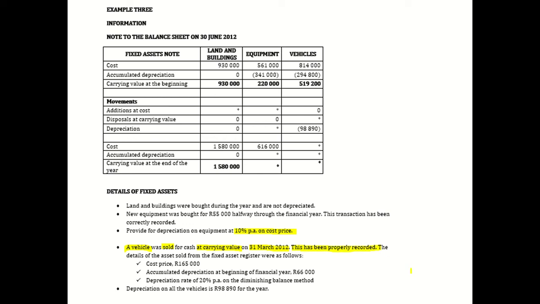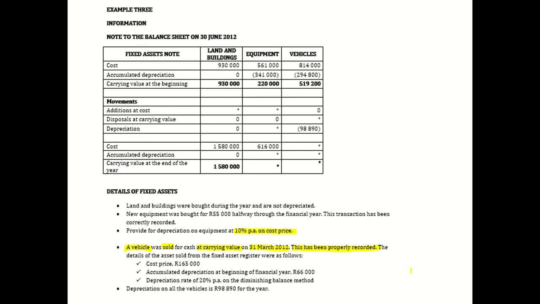The details of the assets sold from the fixed asset register were as follows. The cost price is 165,000, so we know that the cost price of the vehicle sold is 165,000. Accumulated depreciation at the beginning of the financial year, the 1st of July 2011, was 66,000 Rand, from when the asset was bought until the beginning of this current financial year.